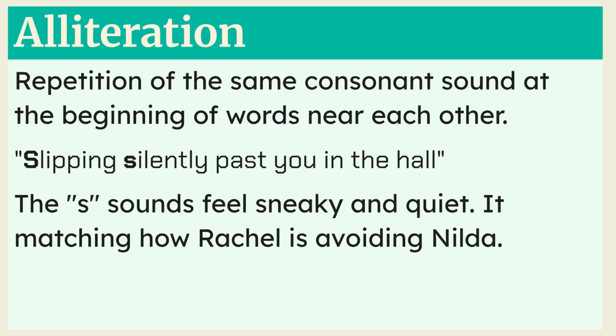Now let's talk about 2 sound devices you will hear and see all week, alliteration and assonance. Alliteration is the repetition of the same consonant sound at the beginning of words that are close together. Look at the example, slipping silently past you in the hall. That repeated S sound feels sneaky and quiet. It perfectly matches how Rachel is avoiding Nilda. The sound creates the feeling.